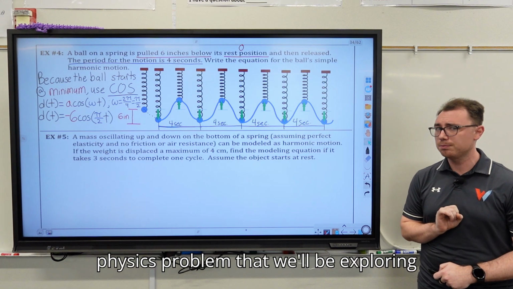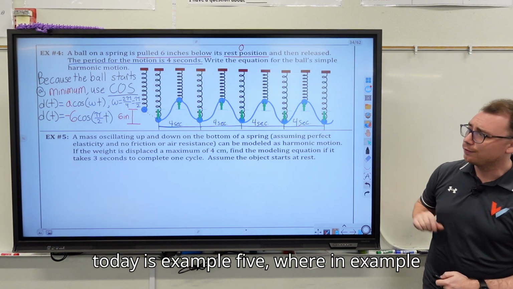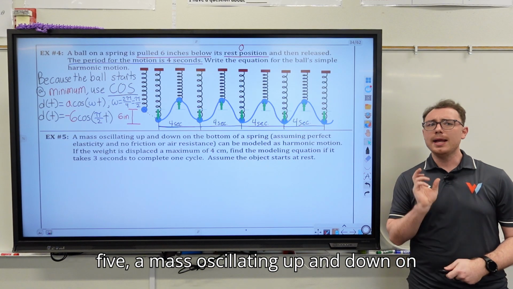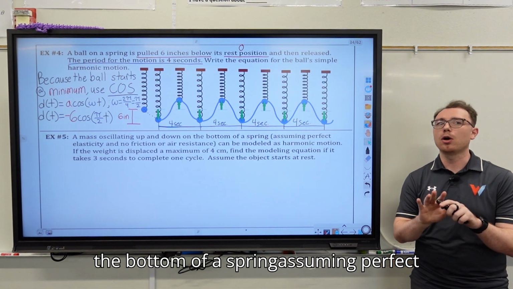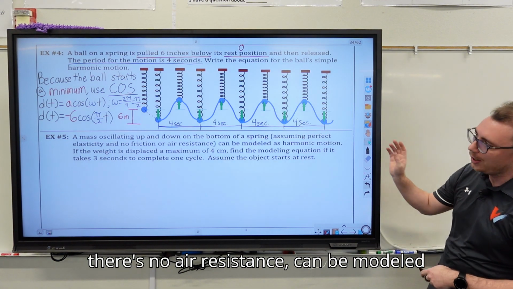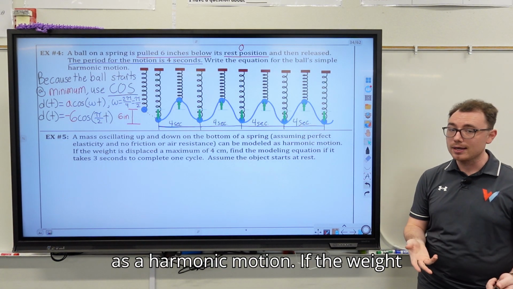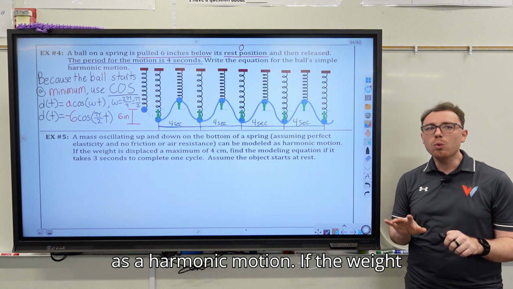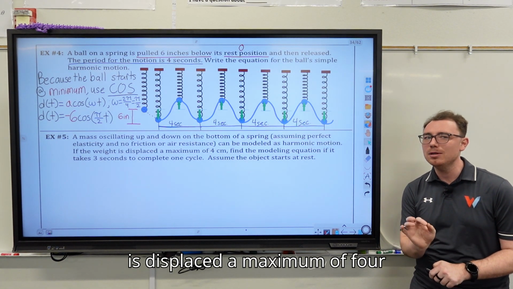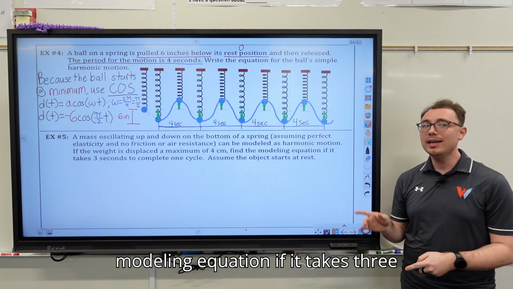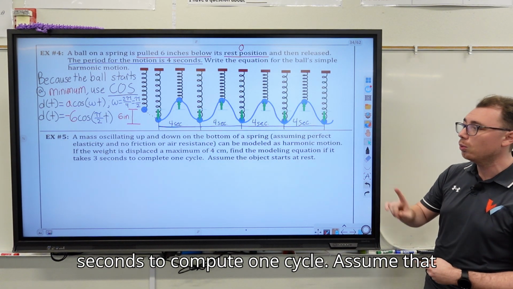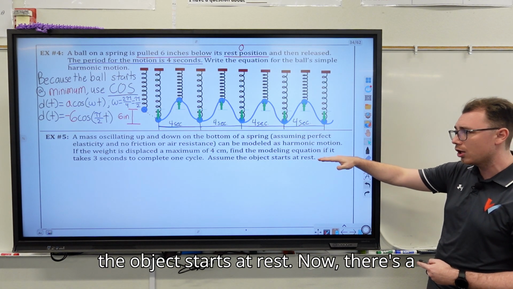Our final physics problem that we'll be exploring today is example 5, where a mass oscillating up and down on the bottom of a spring, assuming perfect elasticity and there's no friction and there's no air resistance, can be modeled as a harmonic motion. If the weight is displaced a maximum of 4 centimeters, we want to try and find the modeling equation if it takes 3 seconds to complete 1 cycle. Assume that the object starts at rest.